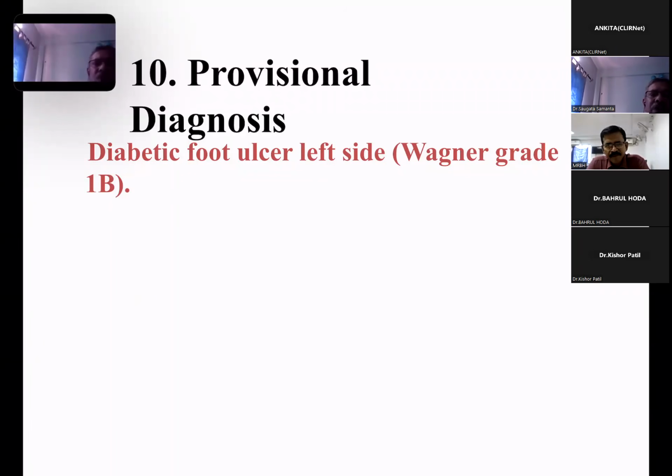What can you do about neuropathy? Can you do anything to improve neuropathy? So these are irreversible changes. Exactly, you can do nothing much. You can only control the sugar and hope for the best.